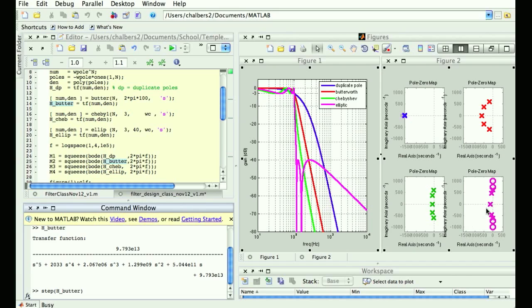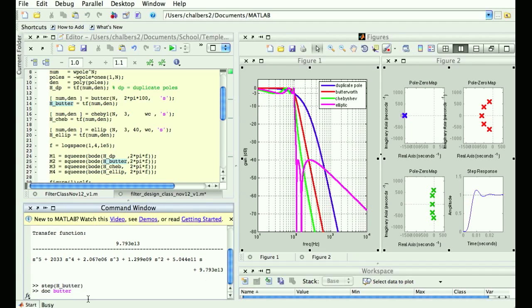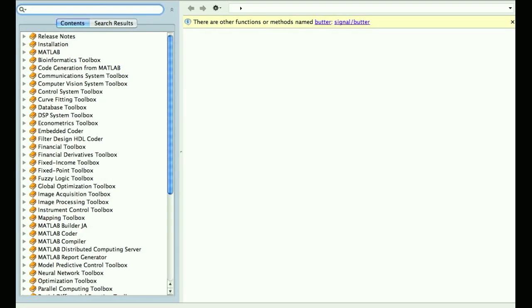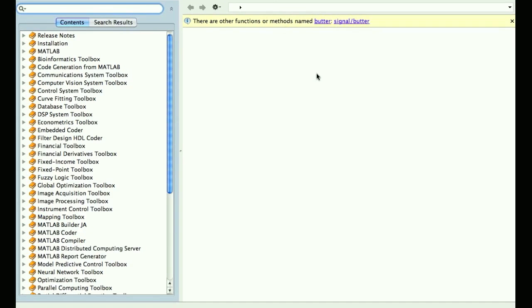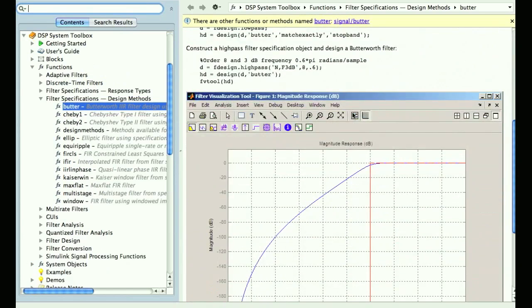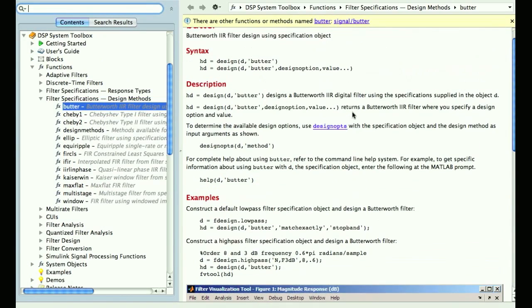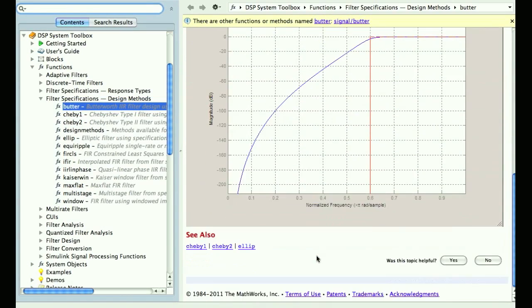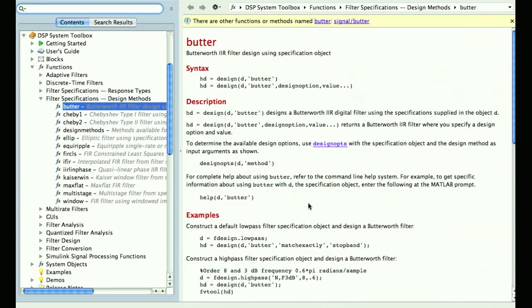What if you want to build a bandpass filter or a high pass filter? Like maybe you might need that for your homework. Doc butter. Doc is like a MATLAB word that means documentation. So pull up the documentation for the butter function. Okay, let's scroll down here. All right, so it looks like if I give it the F-type flag, I can make a high filter or a low filter or a stop band filter.